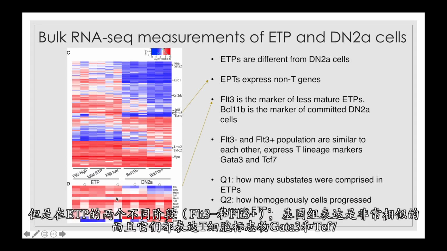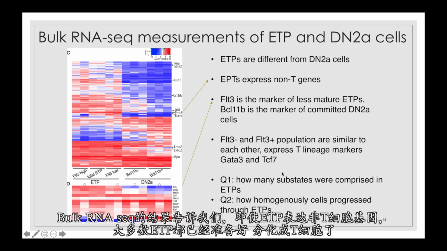But there's only a little difference between these two populations. These populations are similar to each other even though they express different levels of the ALT3. And they also express the T lineage markers, GATA3 and TCF7. This gives us the conclusion that even though there are some non-T lineage markers expressed here, most of the cells are already committed to the T cell lineage fate.